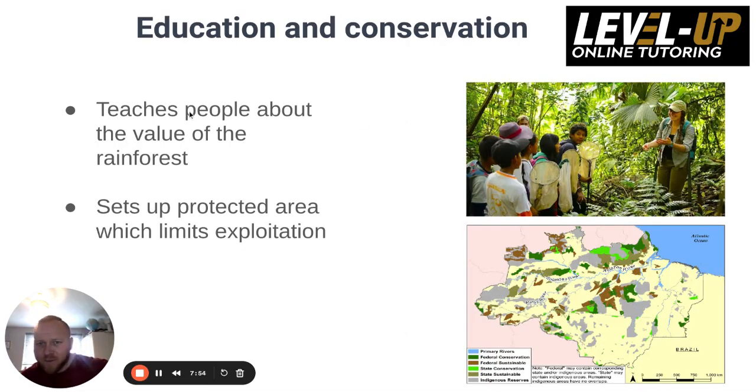We can educate people, teach them about the value of the rainforest so that they don't want to cut it down. We can set up conservation and protected areas to limit exploitation. Here's just one example, okay, in the Amazon, where some of these places are protected by the state or the country. So that limits the deforestation. However, a lot of illegal activity does still happen there.